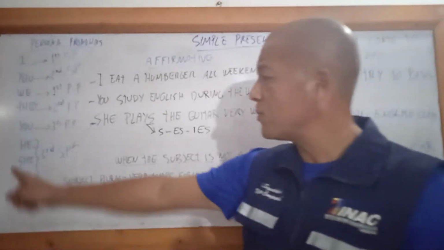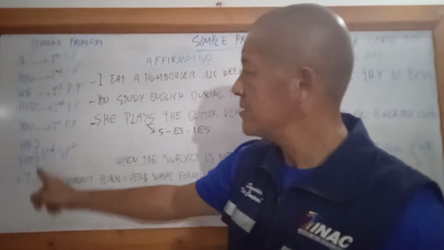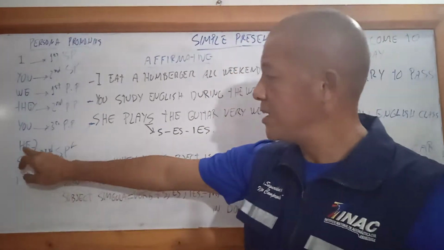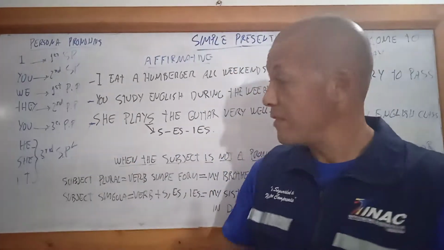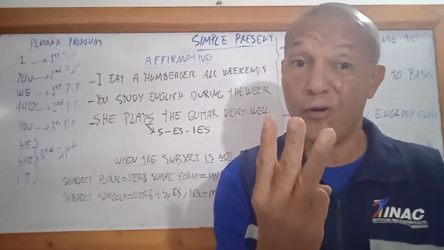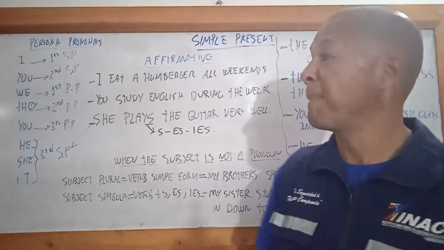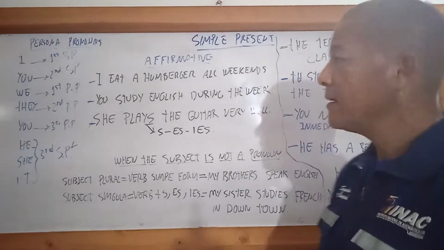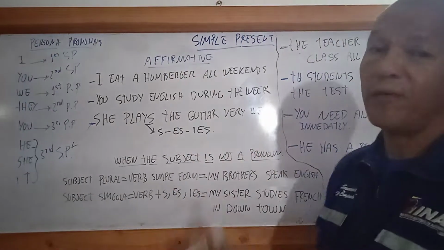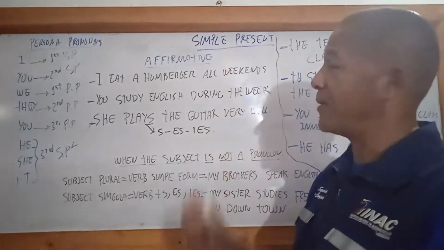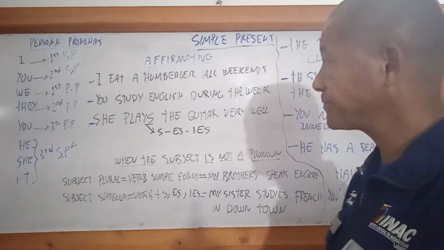But what happened with those three personal pronouns? He, she, or it? They represent the third singular person in a sentence. Okay. Now, let's practice some affirmative sentences in simple present time.